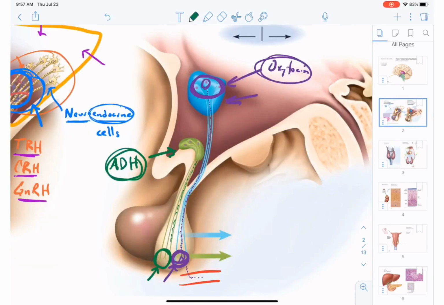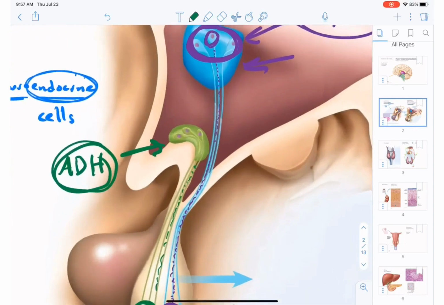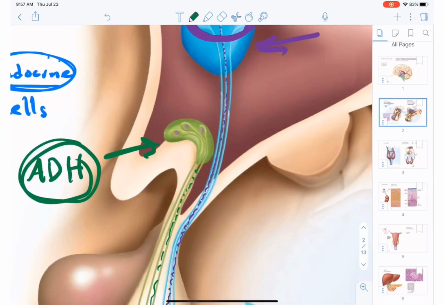So what's going to stimulate the release of these hormones, antidiuretic hormone and oxytocin, from the posterior pituitary? Well, to answer that, we have to go back up here to the cell bodies in the hypothalamus. And here are the cell bodies. And what do we have coming off the cell bodies? What are these little guys there? Those are dendrites. And dendrites are the receptive regions of these neuroendocrine cells.